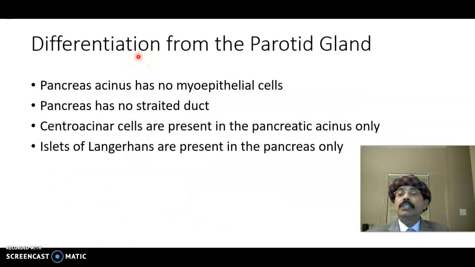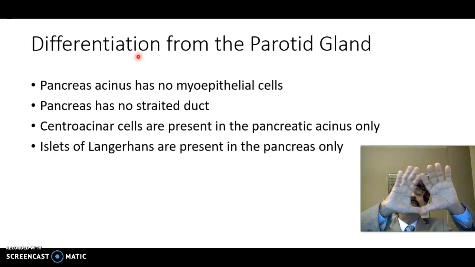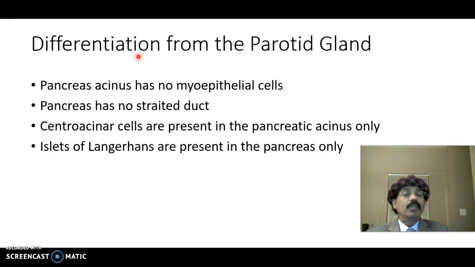How can you differentiate the pancreas from the parotid gland? Pancreas acinus has no myoepithelial cell. These myoepithelial cells are present in other glands surrounding the acinus, but in the pancreas they are not present. Pancreas has no straight duct that connects the intercalated duct to the other big ducts. This doesn't happen here. This is a continuous ductal system. Islets of Langerhans are present in the pancreas only. These are never present in the parotid gland.